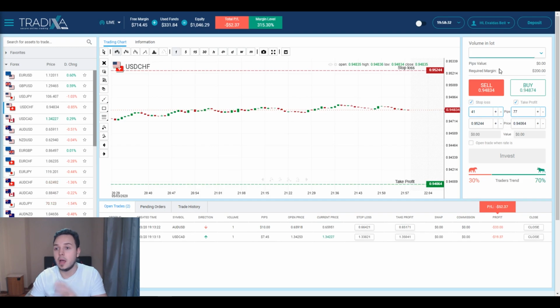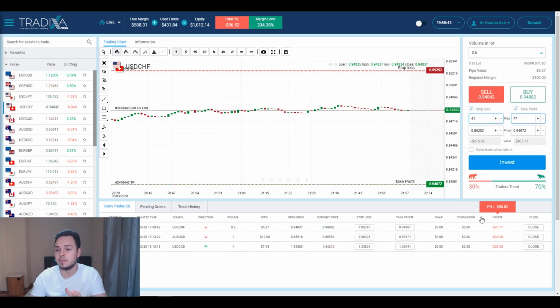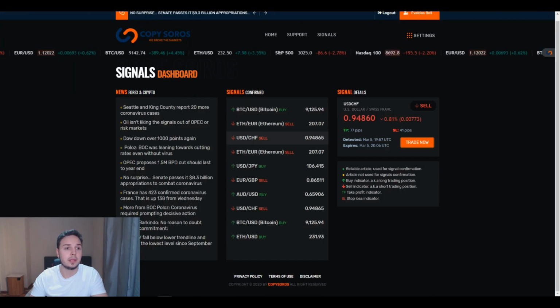So we're back here. I just need to choose the lot size. I'll do 0.5 over here. The reason for that is because I already have 2 lot size trades open, so it's too much. I want my margin to be cool and steady. So let's click invest USD Swiss franc. There we go. We already placed this trade.